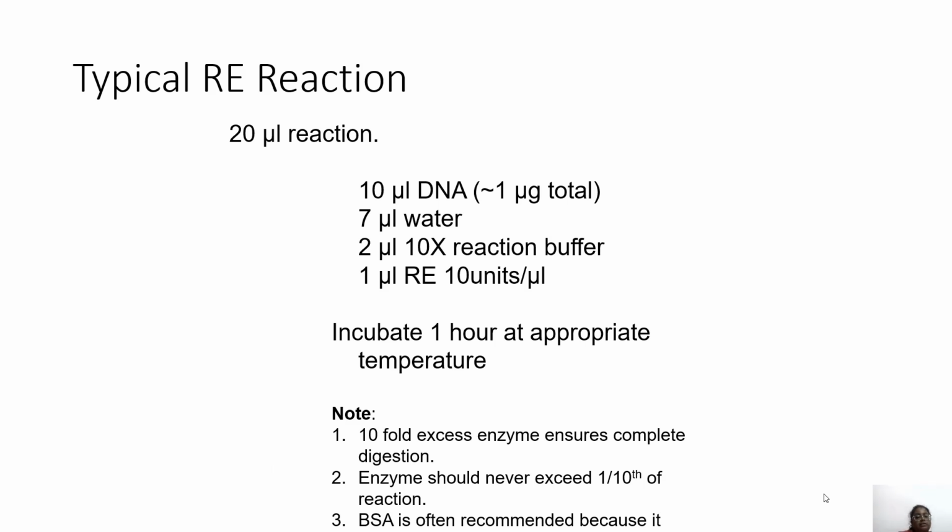Okay, so how does a typical restriction endonuclease reaction work? We'll have the DNA, obviously, a particular amount of the DNA. We'll have water, we'll have the reaction buffer, then we'll have the restriction endonuclease in particular quantity, which we call units per microliter, and we'll incubate at particular temperature, particular pH for a particular time period, and tenfold excess enzyme ensures complete digestion. Okay, so enzyme should never exceed 1/10 of the reaction.